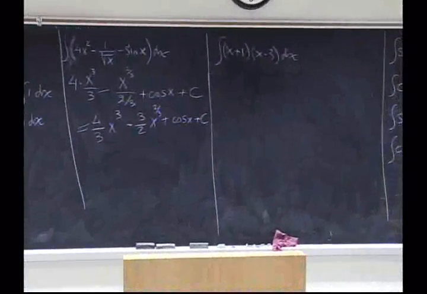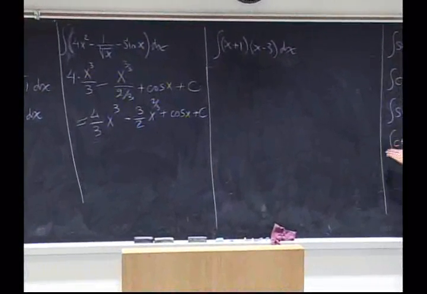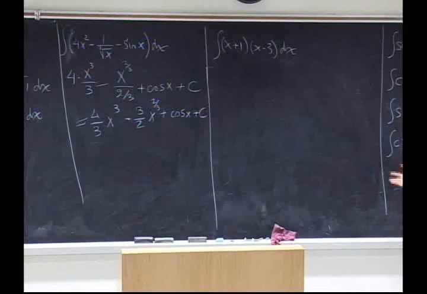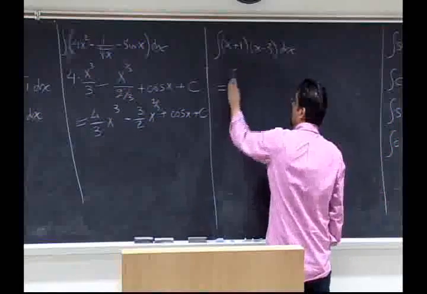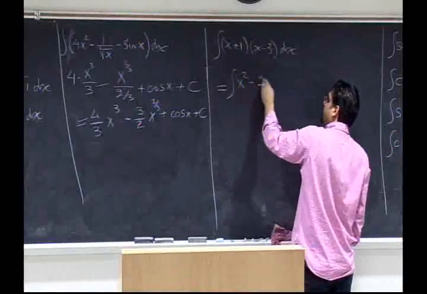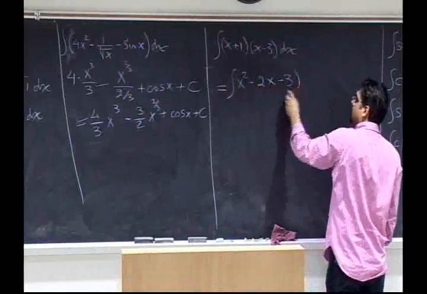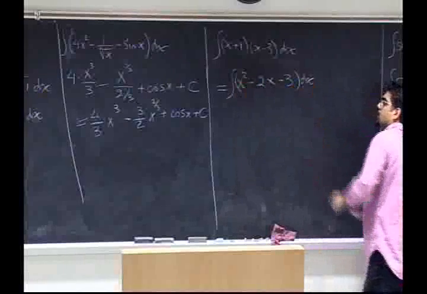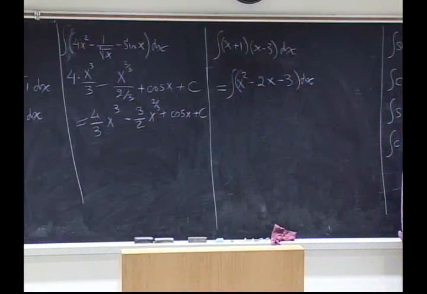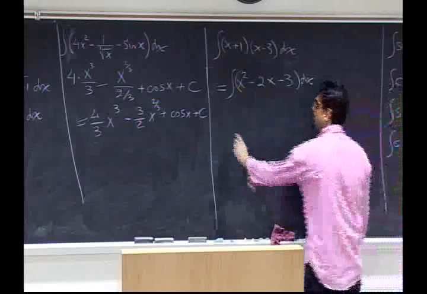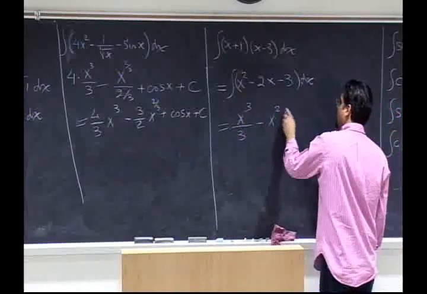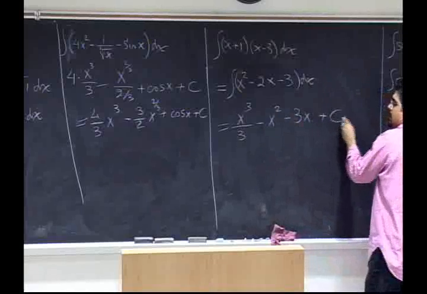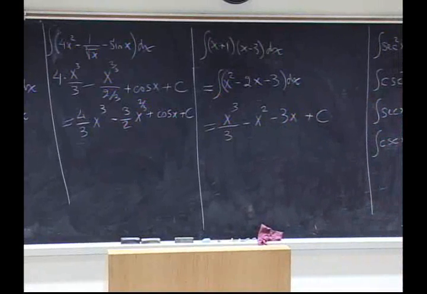Do we have a product rule? We don't have one for integrals, right? So I don't know how to do this. However, if I were to multiply this out, then I can find antiderivatives easily. Right? This is just x cubed over 3 minus x squared minus 3x.